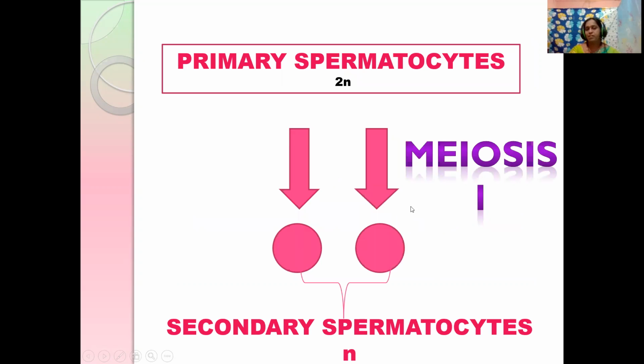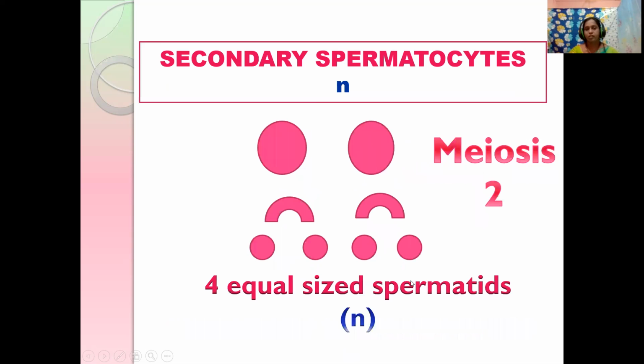So the primary spermatocytes undergo meiosis 1 and form secondary spermatocytes. Here the 2n changes to n, students. So secondary spermatocytes have 23 chromosomes each. The secondary spermatocytes, by meiosis 2, produce 4 equal sized spermatids. So we can know that from a single spermatogonia, 4 equal sized spermatids are produced. These are immature. So this is about spermatocytogenesis.